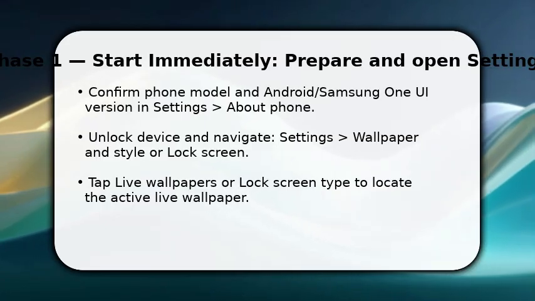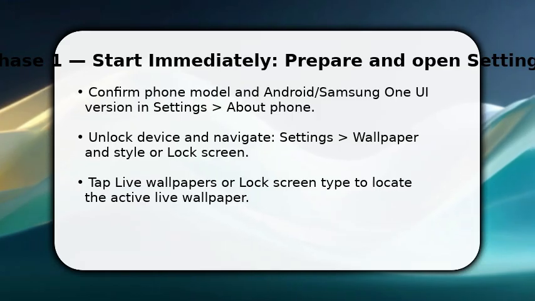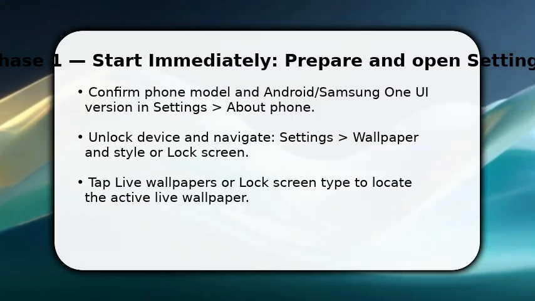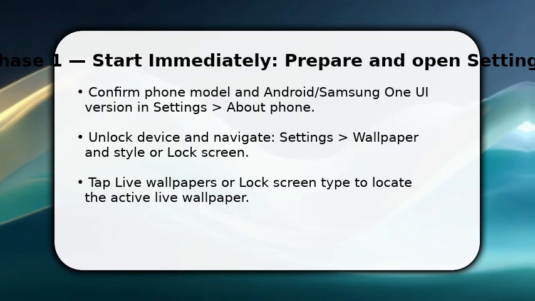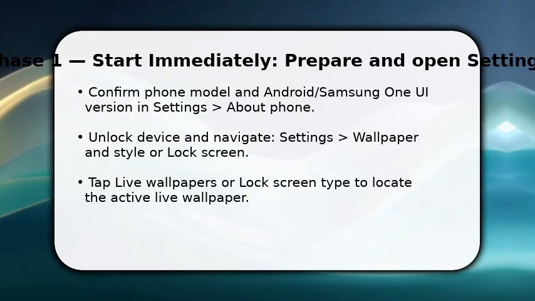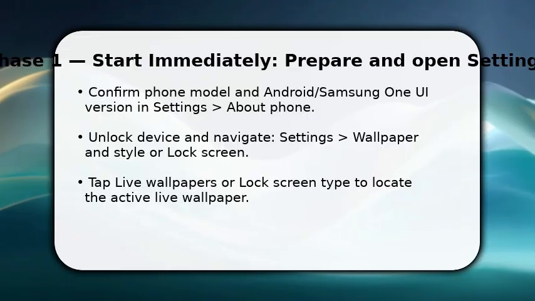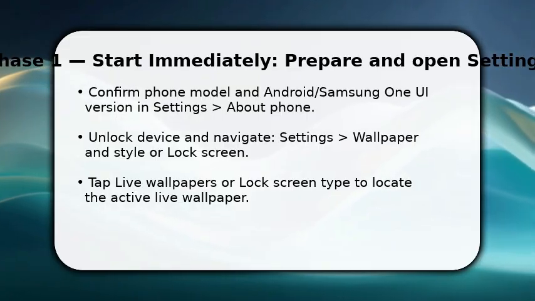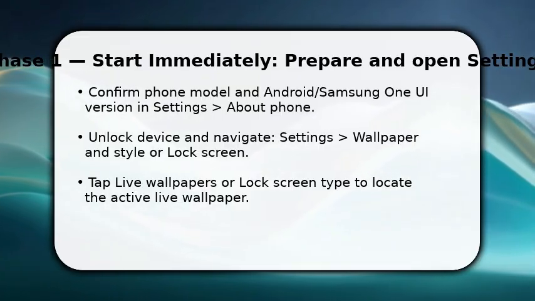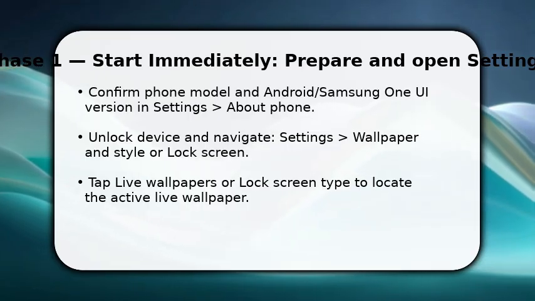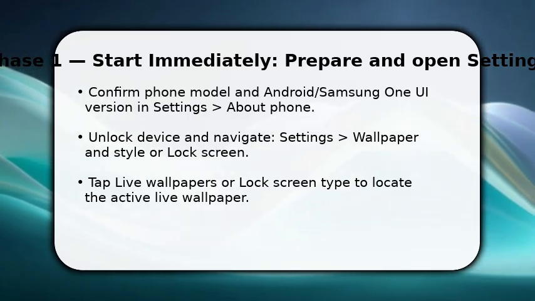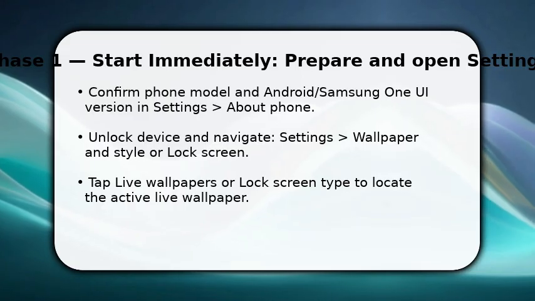You should start right now by checking the phone model and One UI version so you know menu names. This speeds the steps. Unlock the phone, then open Settings and go straight to Wallpaper and Style or Lock Screen. Once there, find Live Wallpapers or Lock Screen type. That reveals the active live wallpaper. Tap the Live Wallpaper entry to view options.